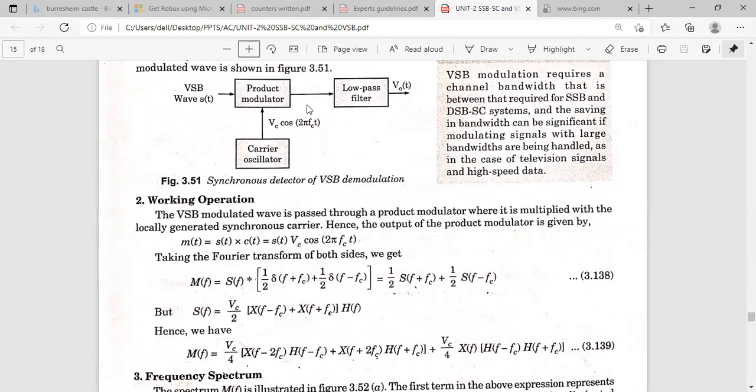Okay, so here look, we have represented s of t as s of f, and the carrier is represented using impulse functions. So we can write delta of f plus fc and delta of f minus fc, so that you can write m of f after the demodulation. m of f is like this. After that it is passed through the low pass filter.